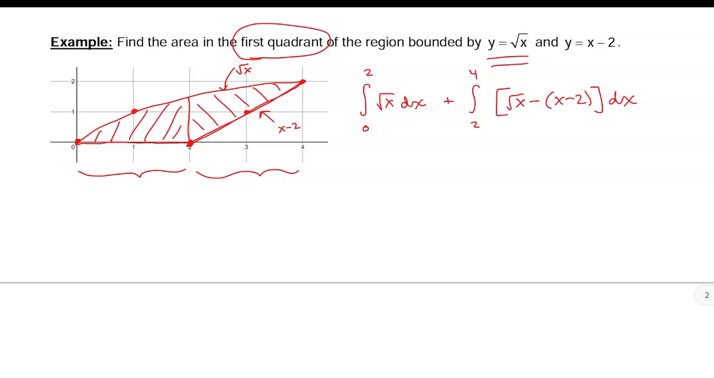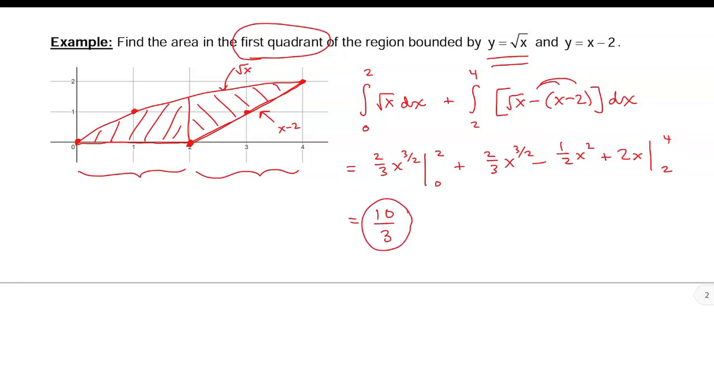If we handle these separately, we'll get antiderivatives of 2/3 x to the 3/2, evaluated from 0 to 2, and then we'll get 2/3 x to the 3/2 minus 1/2 x squared plus 2x, evaluated from 2 to 4. You can see I distributed the negative at the same time as finding the antiderivative. When you work this out, the answer becomes 10/3.